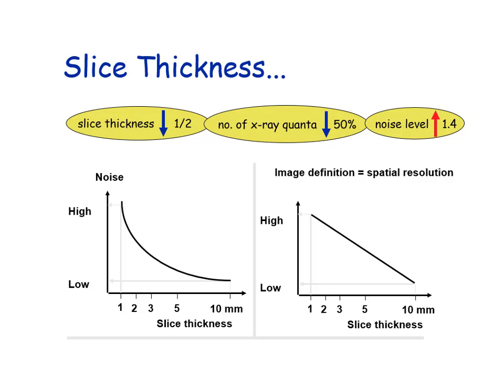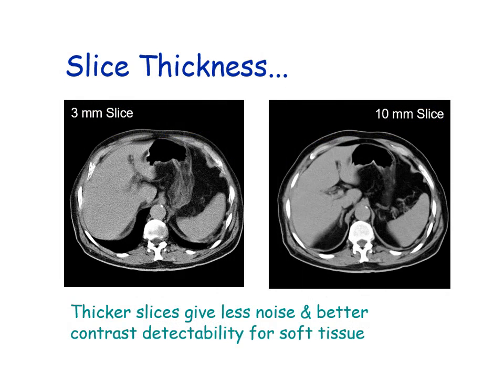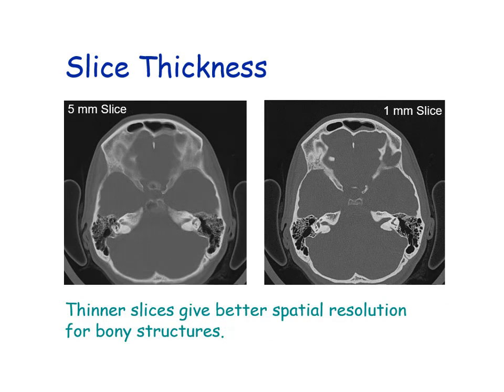Selecting slice thickness. Slice thickness a half: noise level 1.4, number of X-ray quanta 50%. 3 mm slice, 10 mm slice. Thicker slices give less noise and better contrast detectability for soft tissue. Thinner slices give better spatial resolution for bony structures.